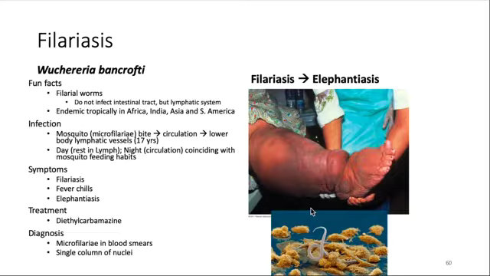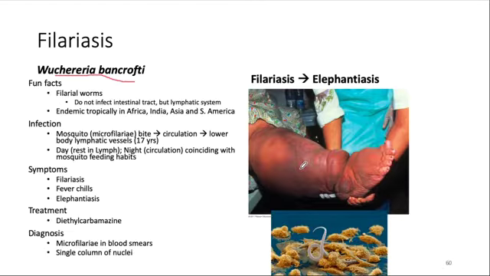Then you have the filaria worms, which cause filariasis. An example is Wuchereria bancrofti. Wuchereria bancrofti is implicated in elephantiasis, where the worm blocks the lymphatic system and causes the buildup of lymph in the lower extremities, as you see in the picture. So the filaria worms do not infect the intestinal tract, they infect the lymphatic system. That's an important distinction.